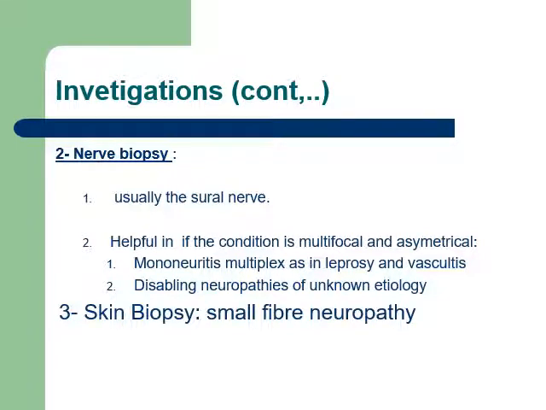Nerve biopsies are usually needed when the diagnosis is obscure, like in amyloidosis, like in some forms of vasculitis, usually helpful in the multifocal and asymmetrical neuropathies. Sometimes we do also skin biopsy, especially in small fiber neuropathies.